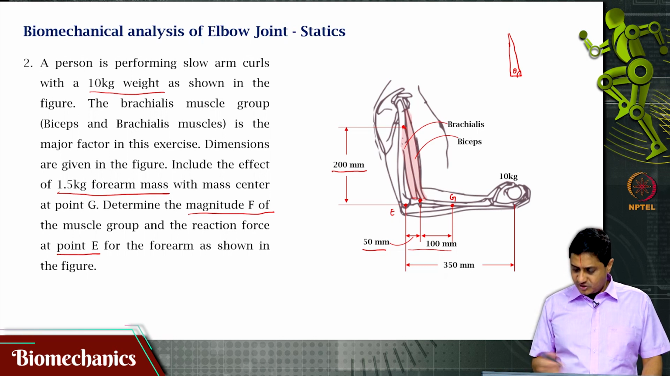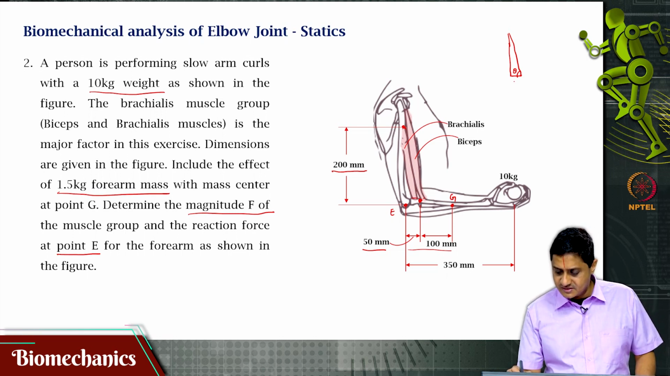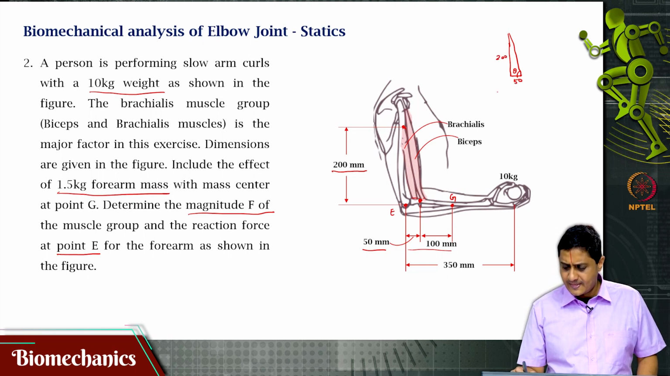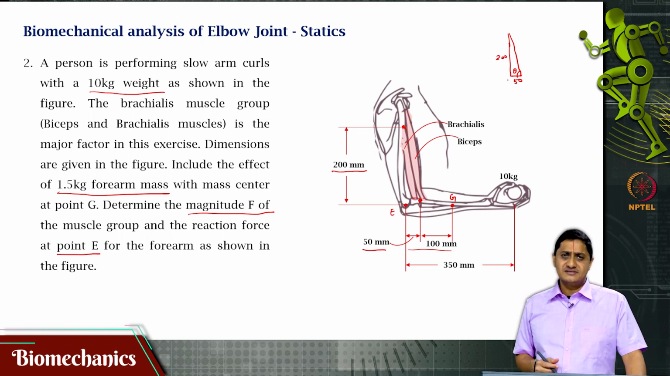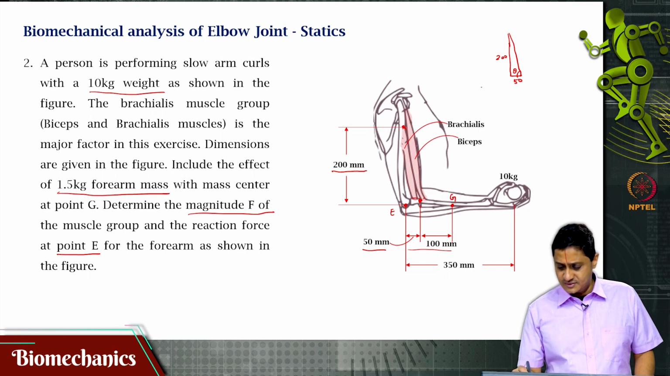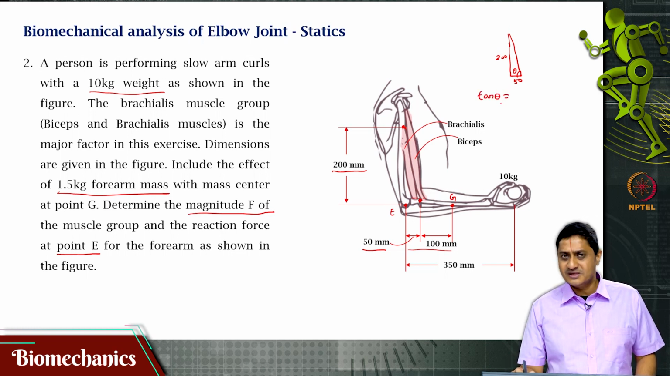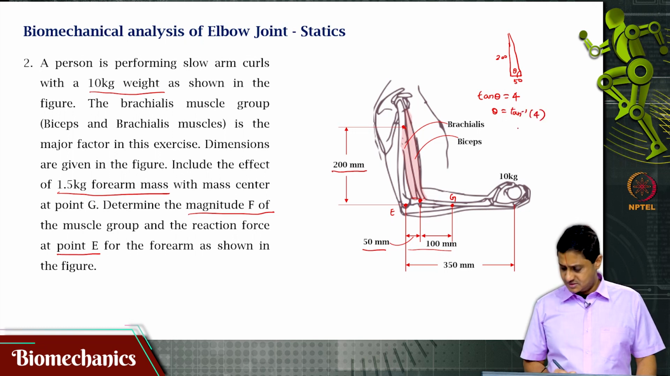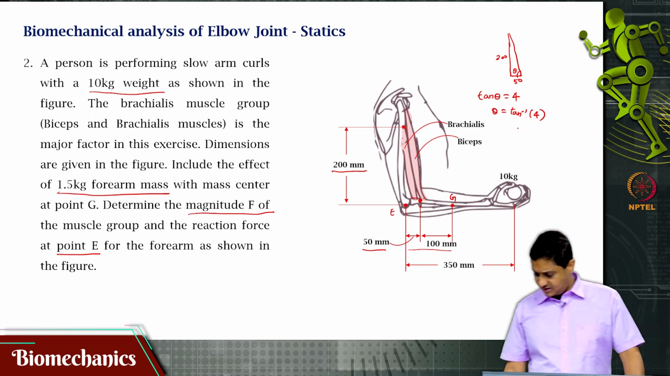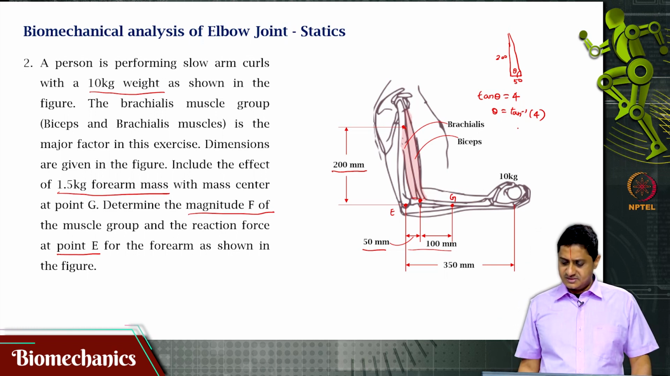So, this distance is 50 and that distance is 200 mm. Straight away I know the opposite side and the adjacent side. So, tan theta is the opposite side by the adjacent side. That is 4, so theta is tan inverse of 4, which is 75.96 degrees.